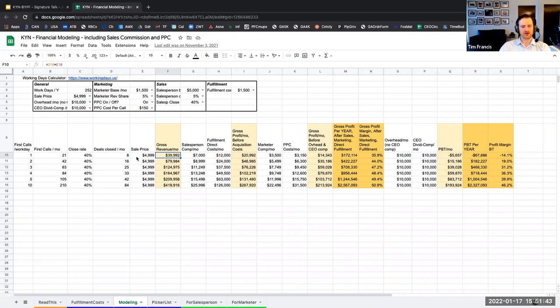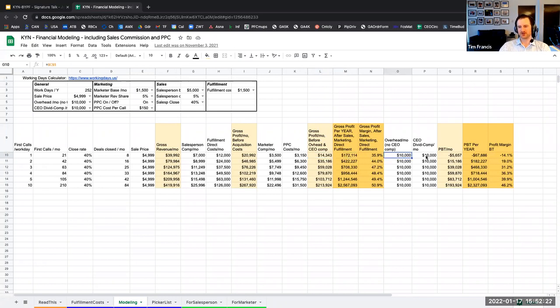$40,000 of gross revenue. On this deal, your salesperson would be making $7,000, which is 5,000 plus 5%. That means our fulfillment costs are 12,000, which is 8 new clients times 1,500, or 12 grand. That means my gross profit before acquisition cost is 20,992. Paying the marketer 3,500, which is 1,500 plus 5%. Our PPC costs are 3,150, which is 150 multiplied by the number of calls. And so now we know that our gross profit after everything except overhead and CEO compensation is 14,300, which is a gross profit per year of 172.